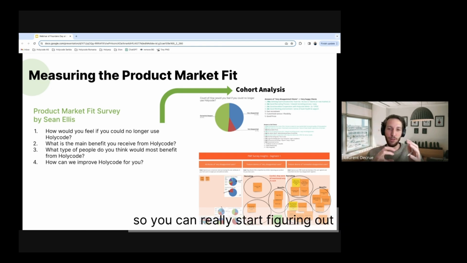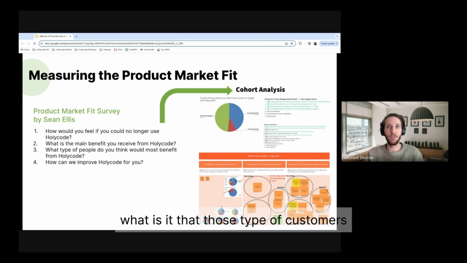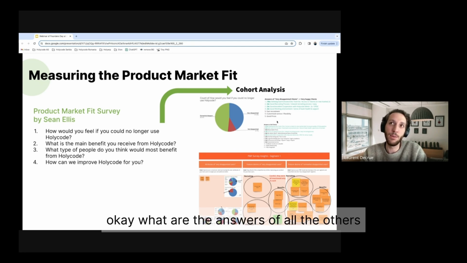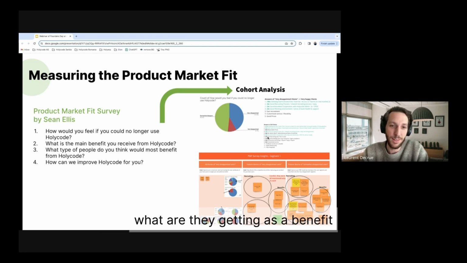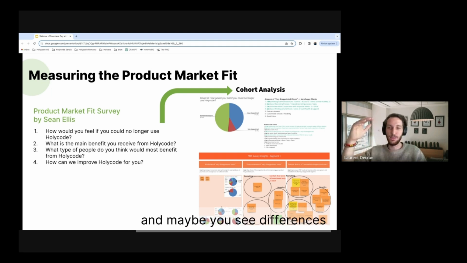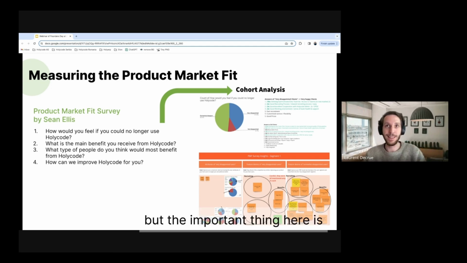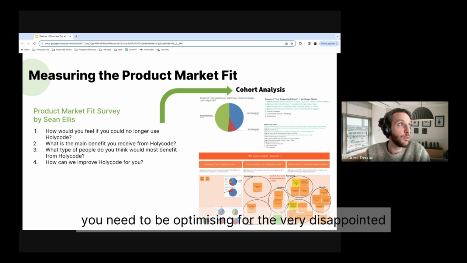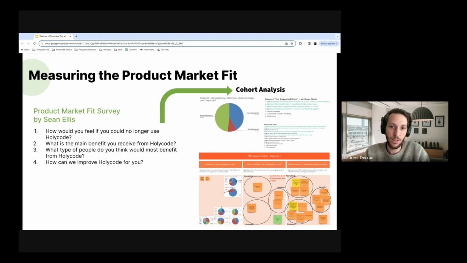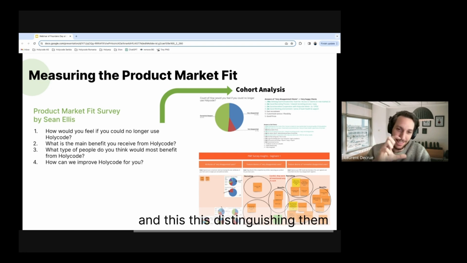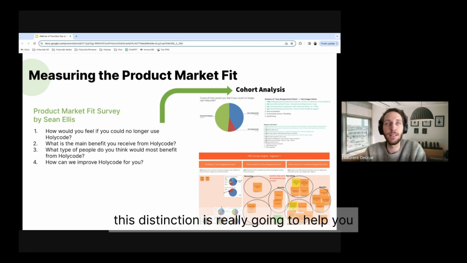So you can really start figuring out what it is that those type of customers see as the main benefit of using our company. And then you look at the others and say, okay, what are the answers of all the others? What are they getting as a benefit? And maybe you see differences, right? The very disappointed users like something much more than others. But the important thing here is you need to be optimizing for the very disappointed user group and not for the other user groups. Once you start optimizing for the people that don't care, you're in no man's land and it's not going to work, right? And this distinction is really going to help you down the road.